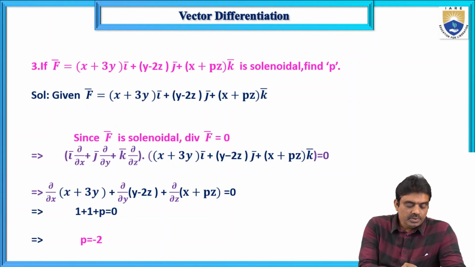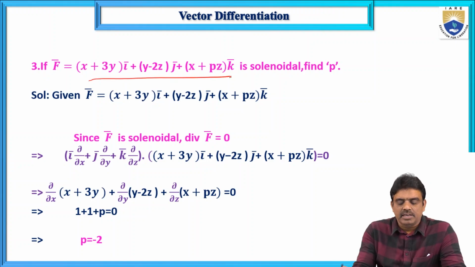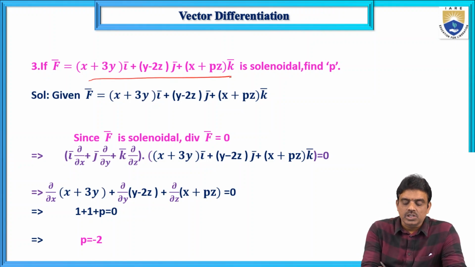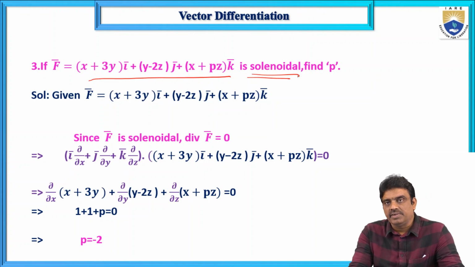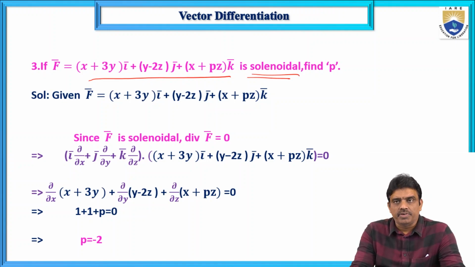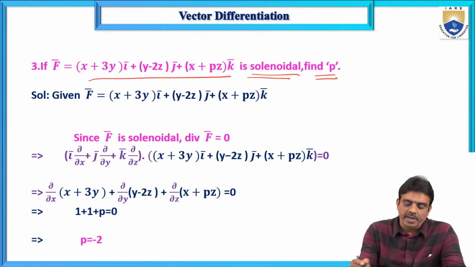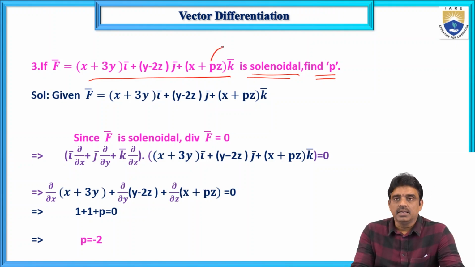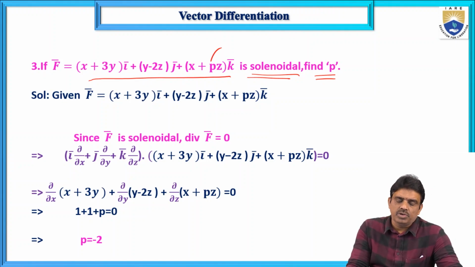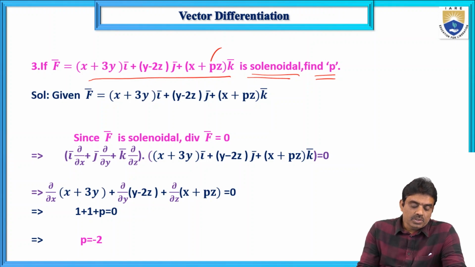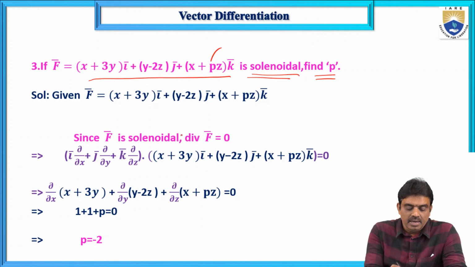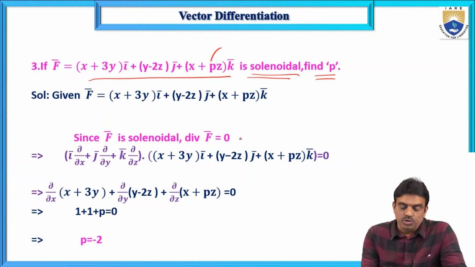Similarly, third problem: if f bar, the given vector point function, is solenoidal, then find the value of p. So p is an unknown quantity that you have to find out finally. As usual, given f bar is the vector, since f bar is solenoidal, by the definition, if f bar is a solenoidal vector, then div f bar is equal to 0.